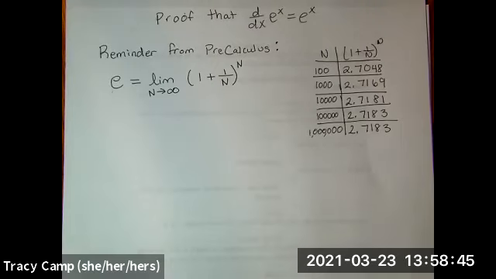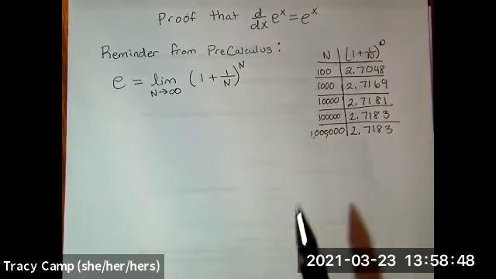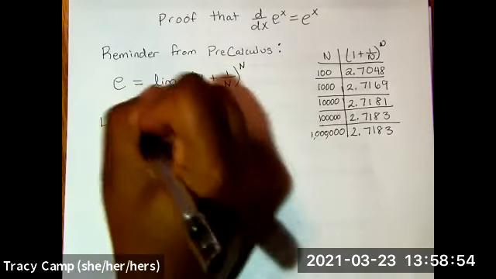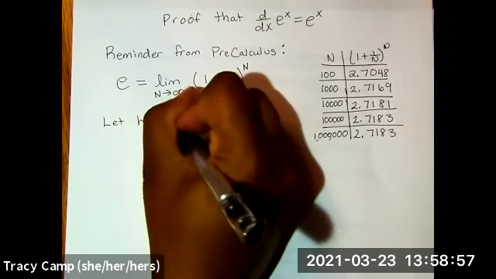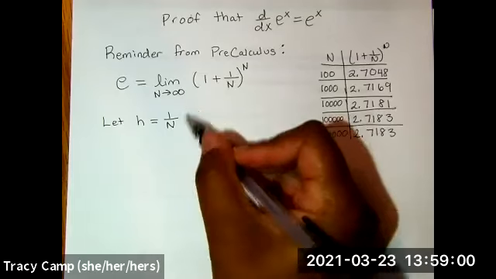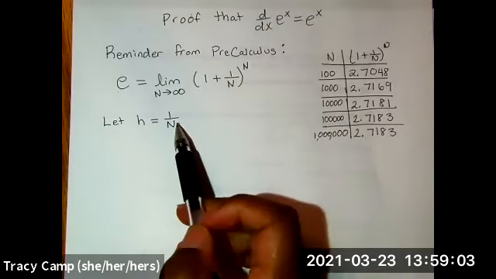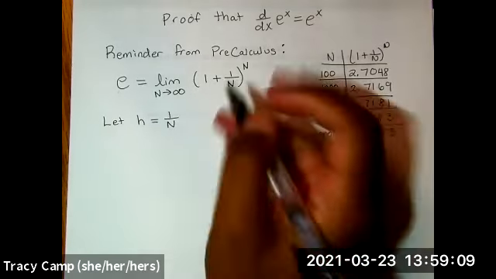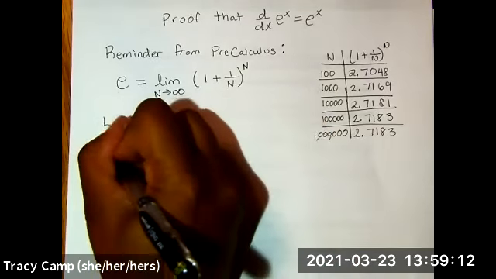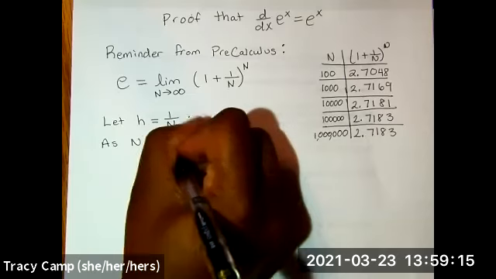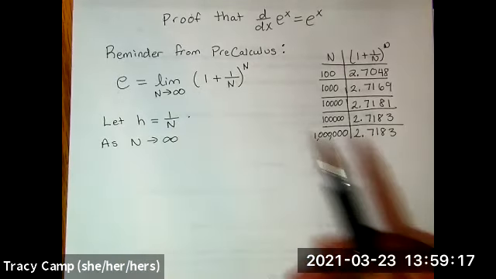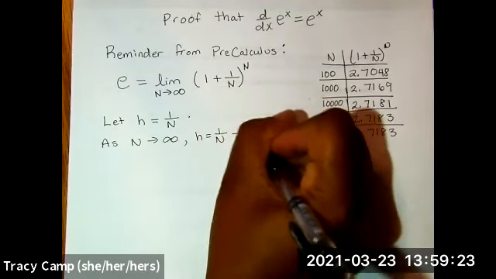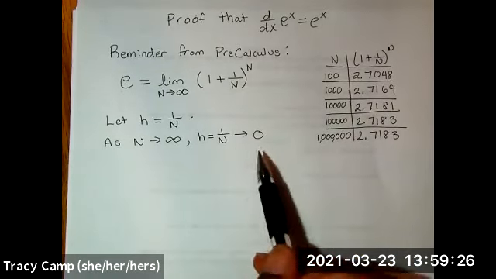Keeping that in mind, what we're going to do, just for our purposes, is call 1 over n h. If I've decided to refer to my 1 over n as h, what that means is that as n approaches infinity, h, which is equal to 1 over n, is approaching 0. It's getting smaller and smaller.